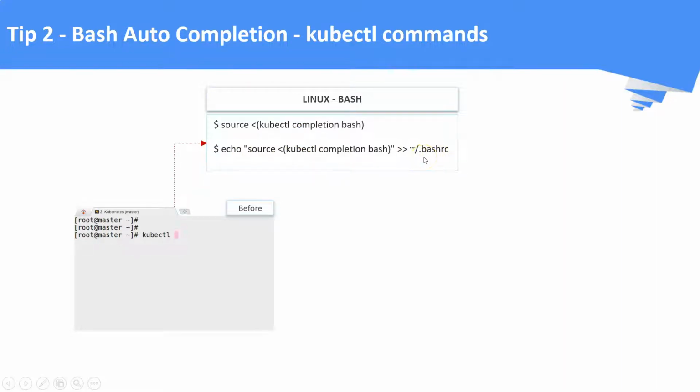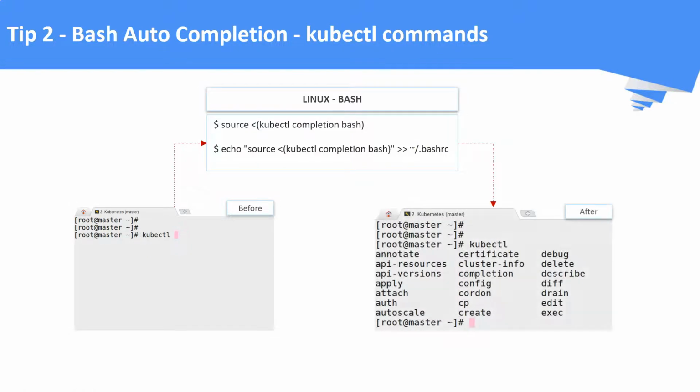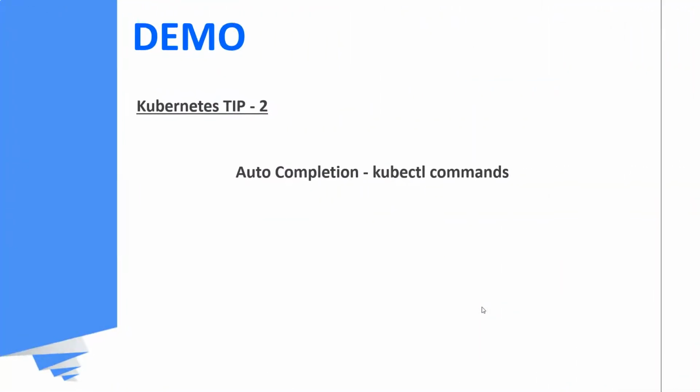Once you set up these settings in your current shell, just type kubectl and press tab. We will get all the possible subcommands as the recommendation from bash. Until you get a complete kubectl command, you can press tabs to get the possible commands. Now we will see a demo on how to set up autocompletion in a Linux bash environment.